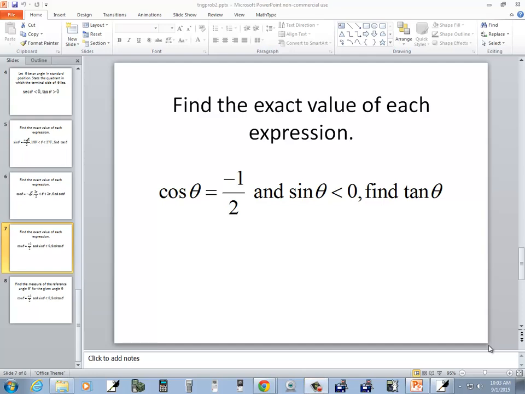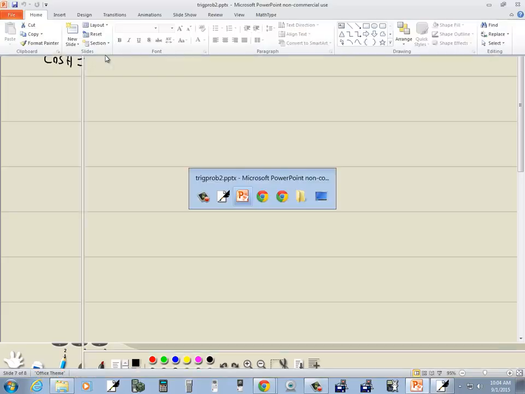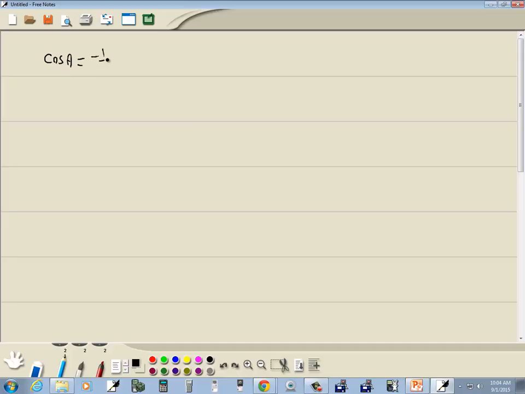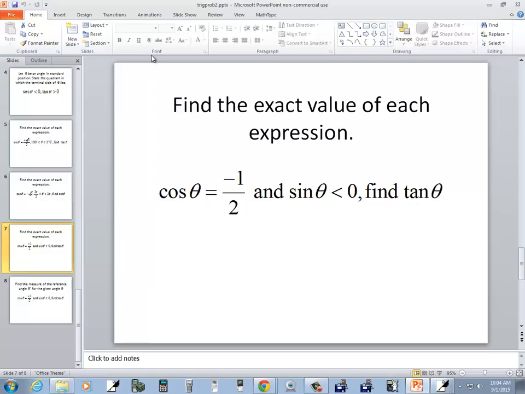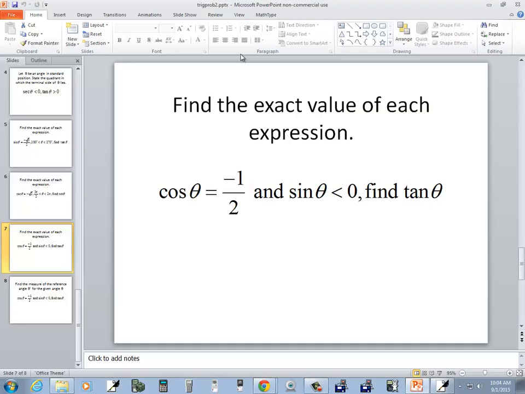Let's take a look at this problem. Want to find the exact value of each expression. So we got cosine theta is equal to negative 1/2, and sine theta is less than 0. Then it says find tangent.